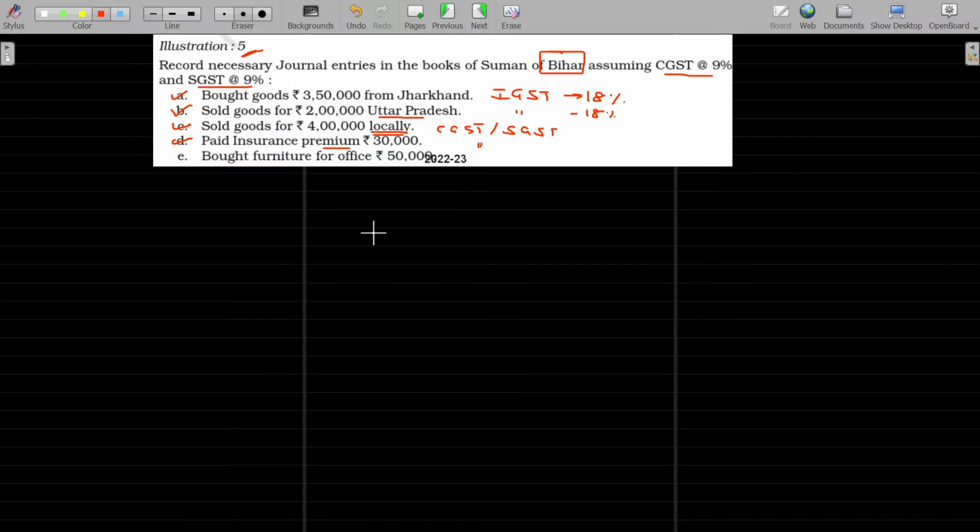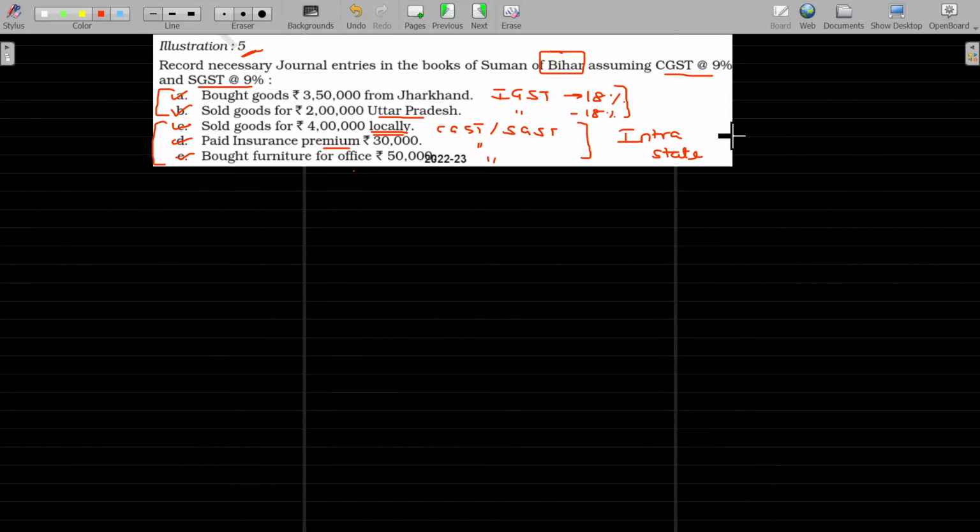Now, then E, bought furniture for office, which will also have the SGST and CGST. The first A and B, these two will be subject to IGST. The rest of the three will be for SGST and CGST, because these two are local sales, named as intra-state sale. Intra-state sale within the state is named as intra. You have heard about that, right?